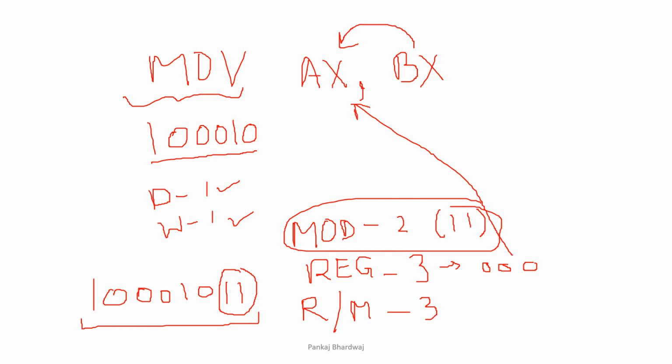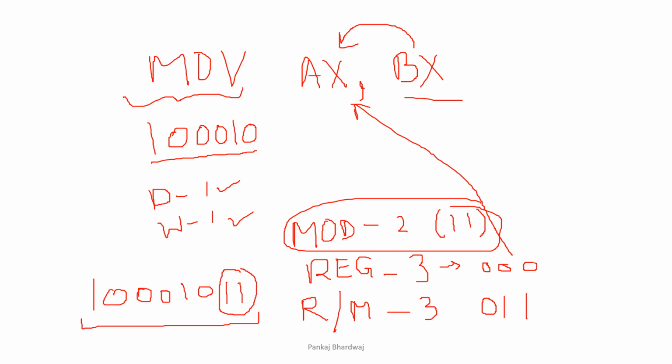And the R/M field is associated with the BX register. That means it is related to obviously register. So for register the W bit is 1, and since it is related to BX, we will be having the code for BX from the previous slide. You can refer. The W bit is 1 and register code is 011. So 1 and 011 will be the R/M field.